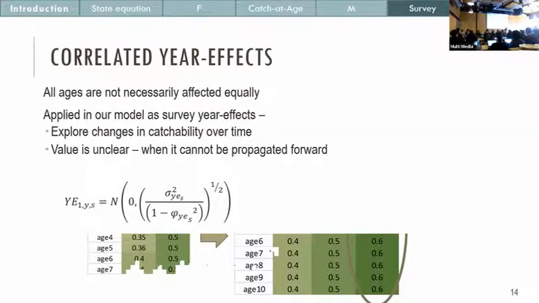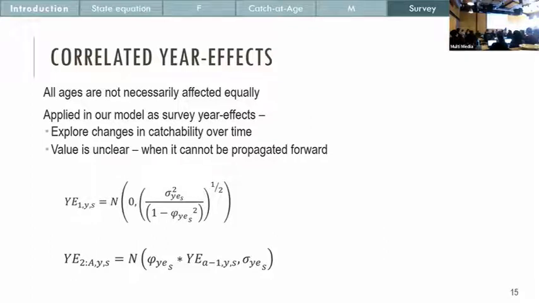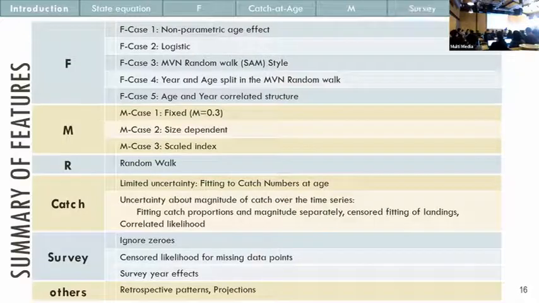We also have the option to do correlated year effects. However, they are not used here because we're not really sure if the value is clear, because it's difficult to do projections using these year effects. So this is just a summary of some of the options that are available in the model.